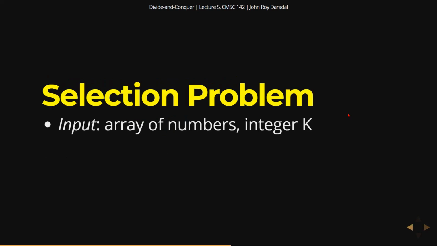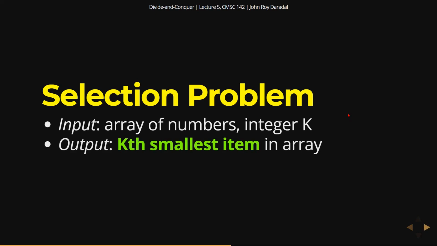So what we'll do is reduce the finding median problem into something more general called the selection problem. In the selection problem, you have two inputs: an array of numbers and the integer k. Your output is the kth smallest item in the array. So you could have an array of numbers and k equal to 4, so you select the fourth smallest item in the array. It depends on the value of k. That is the selection problem: select the kth smallest element in the array.